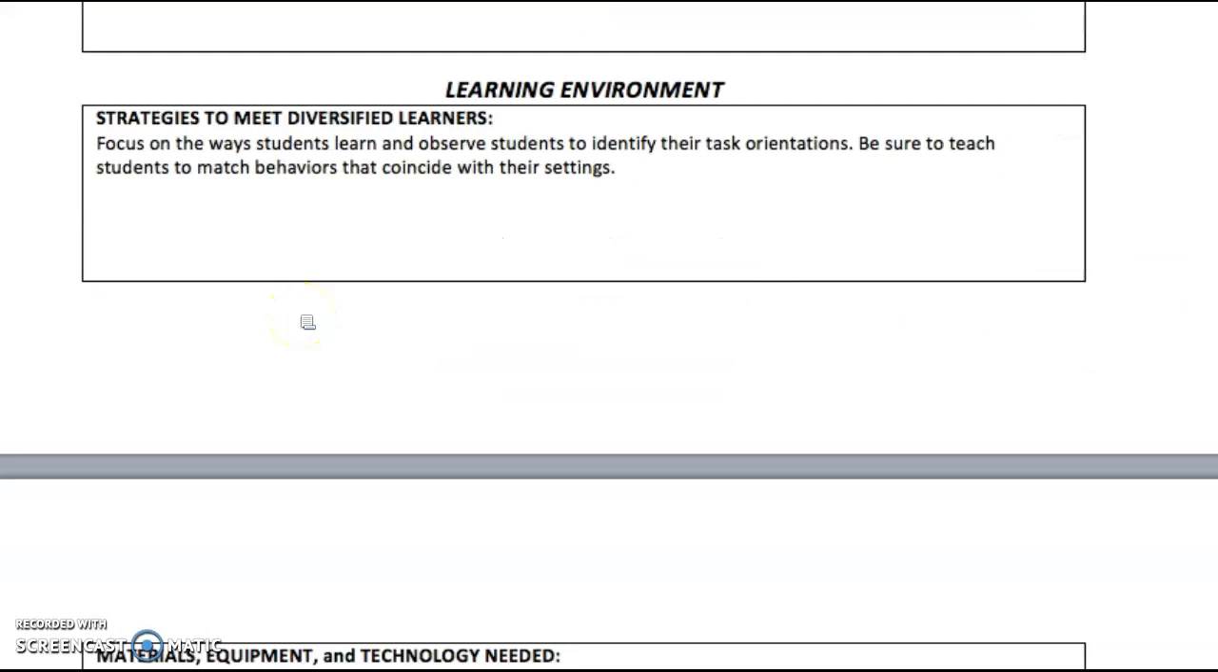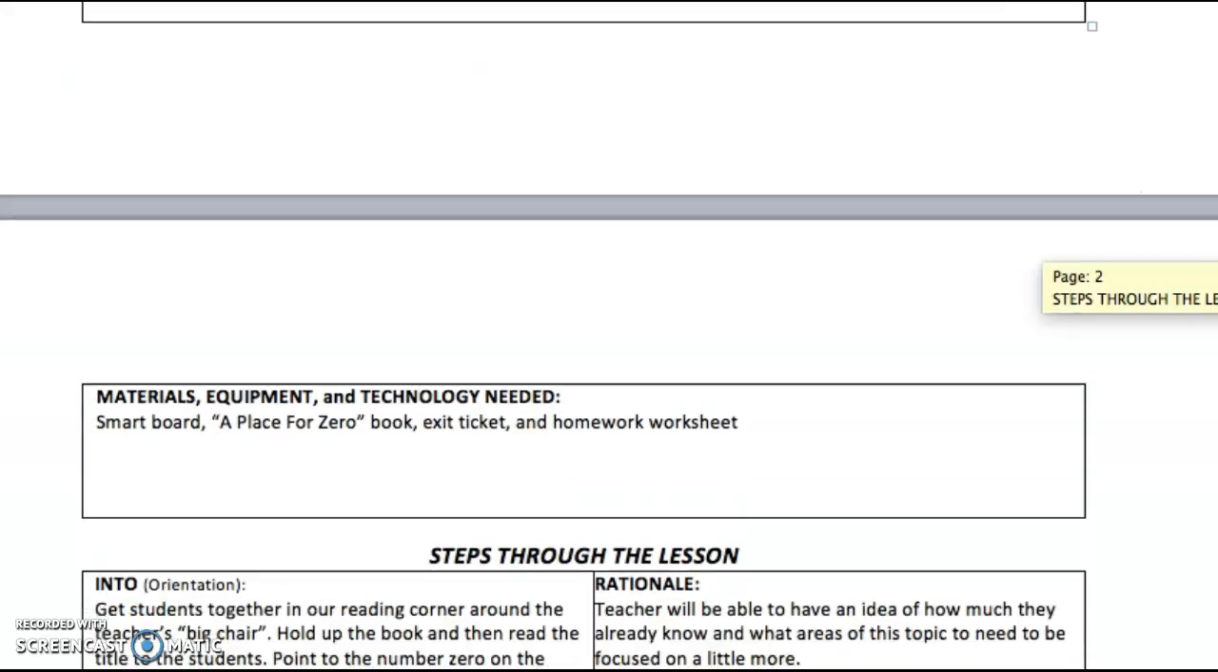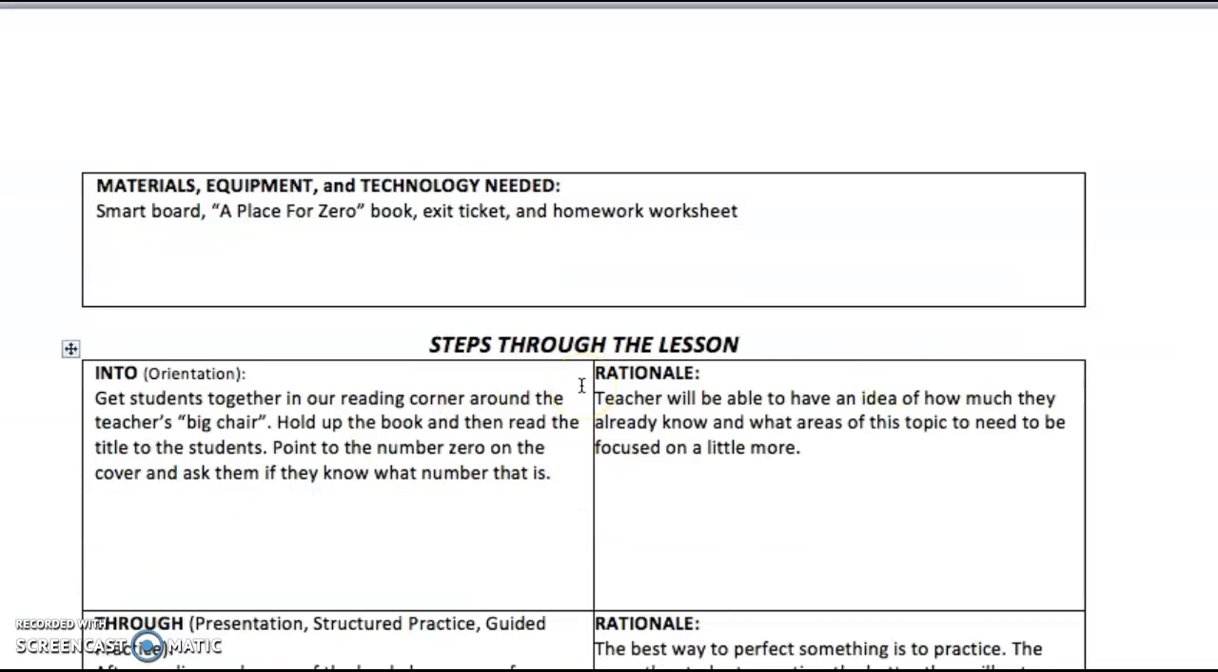Strategies for diverse learners would be to focus on ways students learn and observe that students finish tasks and different things in different ways. So the goal would be to be sure to teach students to match behaviors that coincide with their setting. Materials used for this project would be a Smartboard, which I think is pretty cool and pretty effective these days, the Place for Zero book, the exit ticket, and homework worksheets.